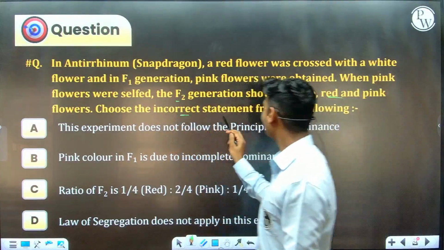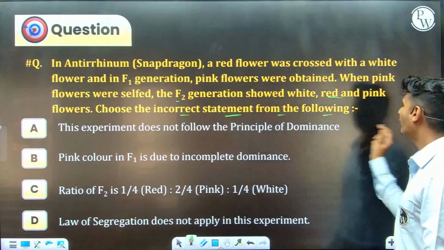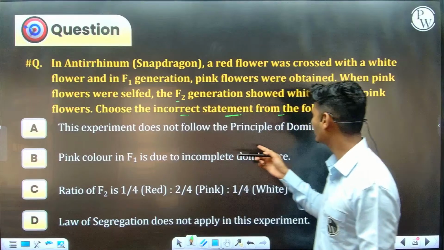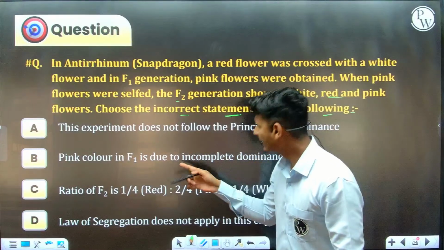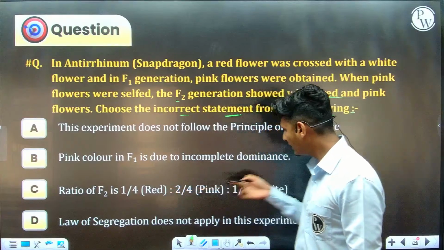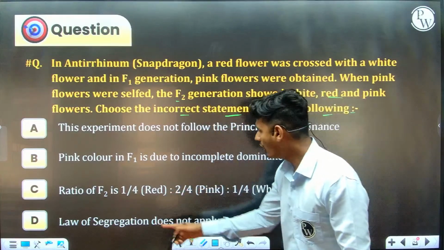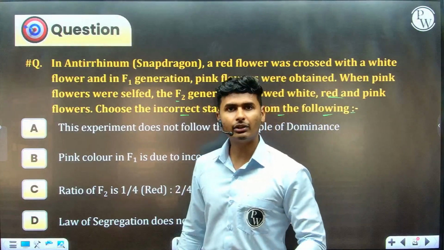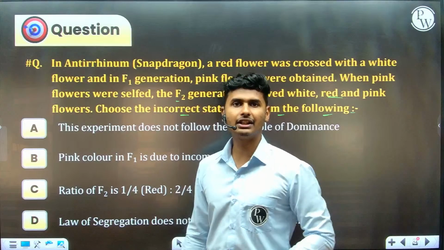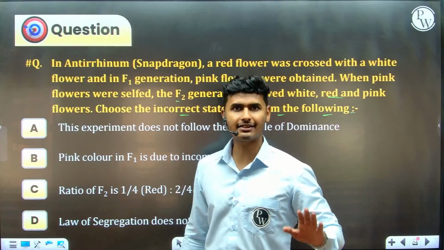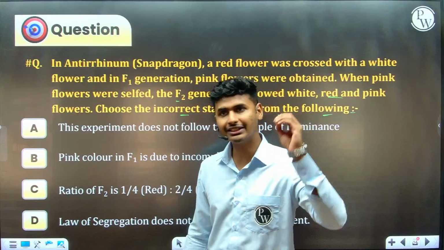Choose the incorrect statement from the following. Incorrect statement they are asking. Experiment does not follow the principle of dominance. Pink color in F1 is due to incomplete dominance. Ratio of F2 generation, it is also true. All three. Law of segregation does not apply in this experiment. Now I told you, law of segregation is universally acceptable. It means in any case, any cross, law of segregation happens.